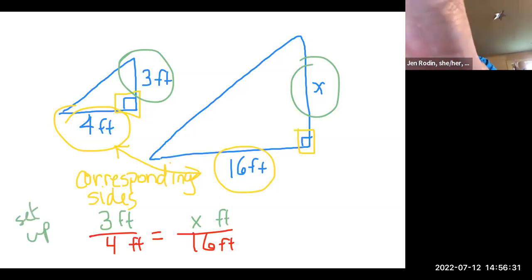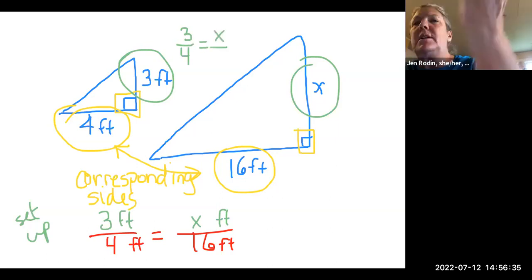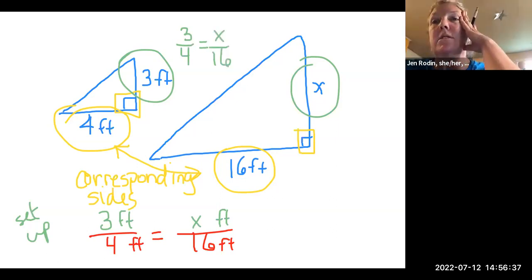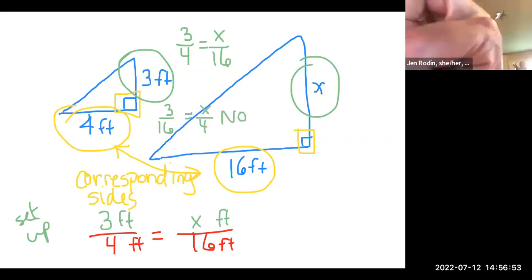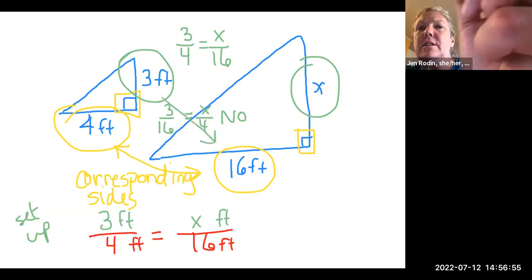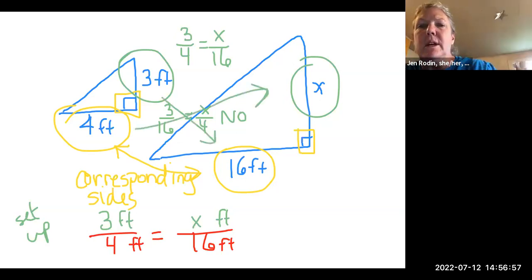You also could, honestly, if somebody says, but I would have done this, yes, that works too. It'll still get you the right answer. So there is one way that wouldn't work. If I did 3 to 16 equals X to 4, no, that would not be right. That would be going across the diagonal, and wouldn't work at all.